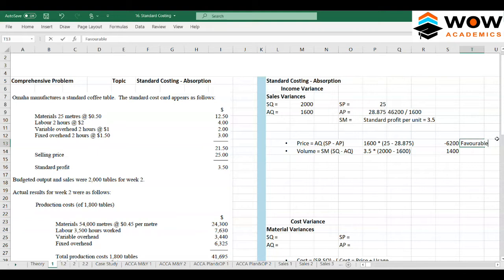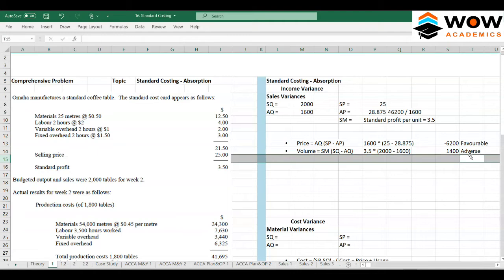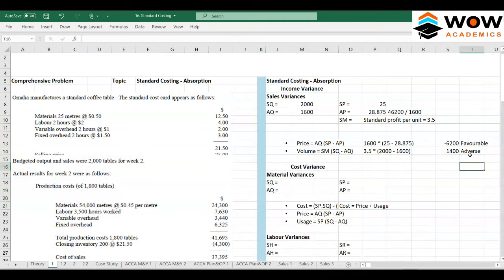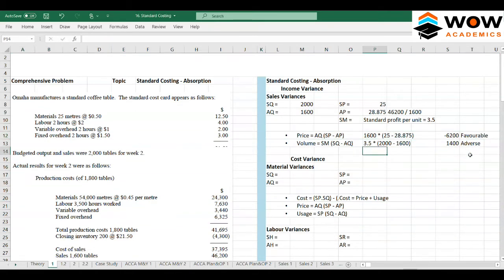It's a favorable variance. And look here, they should have sold 2000 units, which is a standard, but they sold only 1600. So that is a bad thing, which is called adverse. So that's about this concept. We'll move on to the next one.